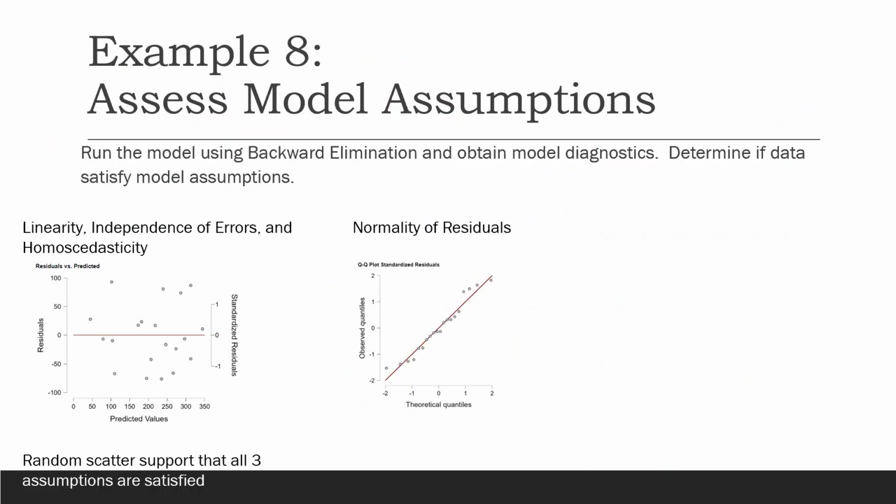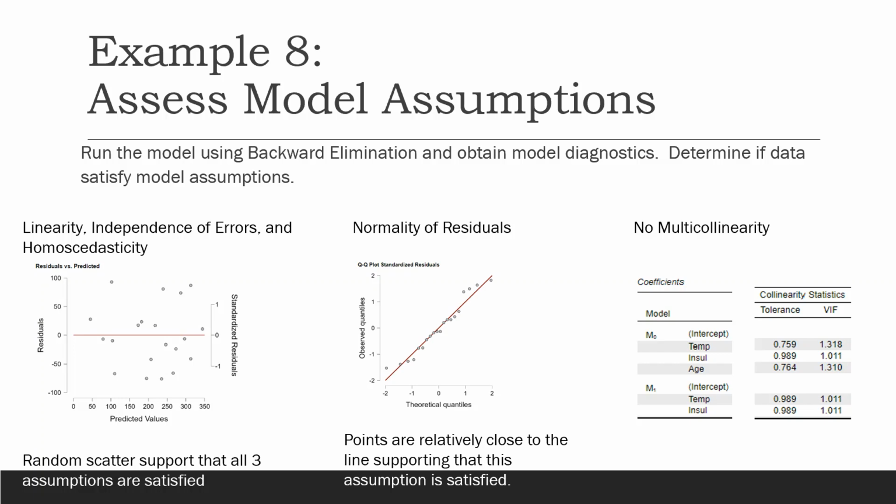Now I'm going to move to my normality of residuals. I want the points to be close to the line, even if one or a couple are not close. As long as I don't have a noticeable curve away from that line, I have evidence that we satisfy the normality of residuals. This is the case here. Most of these points are close to the line. This assumption is satisfied.